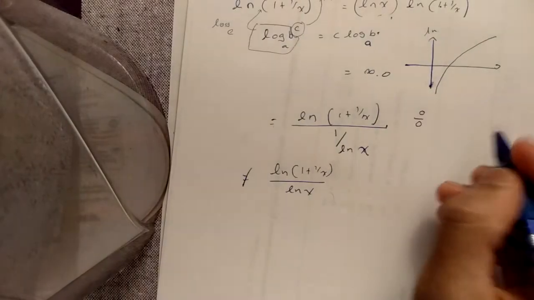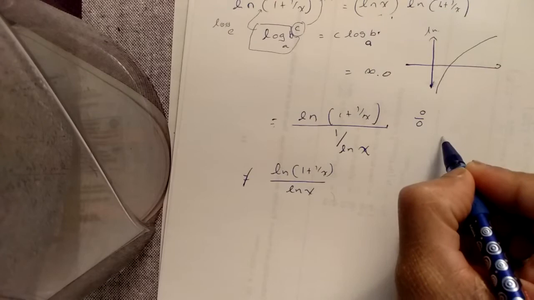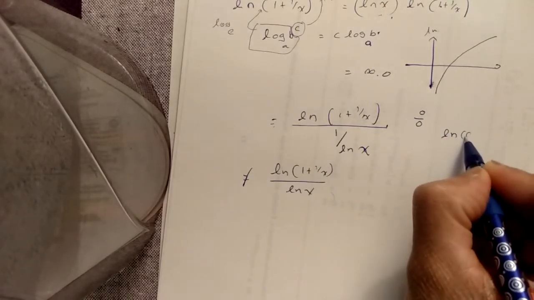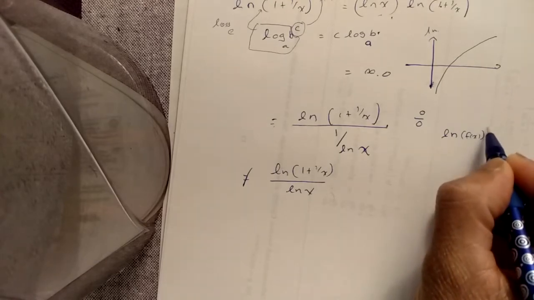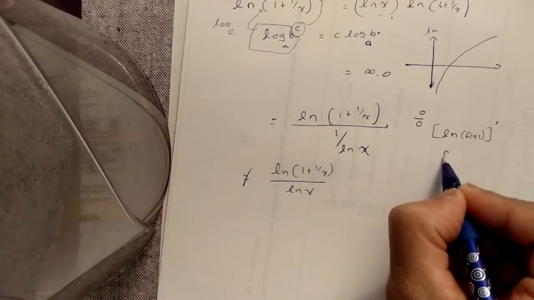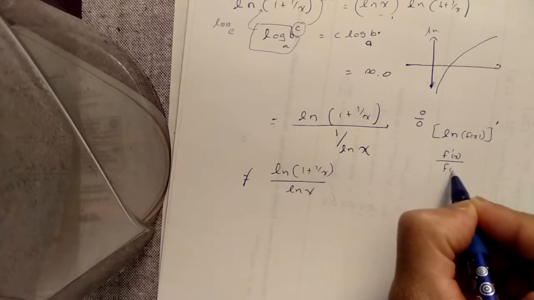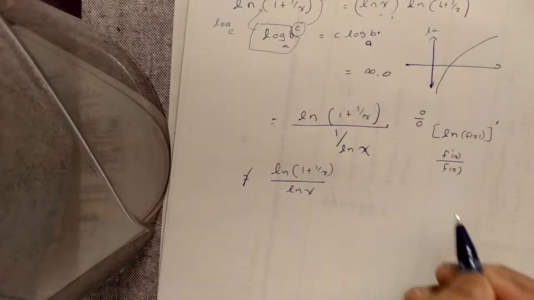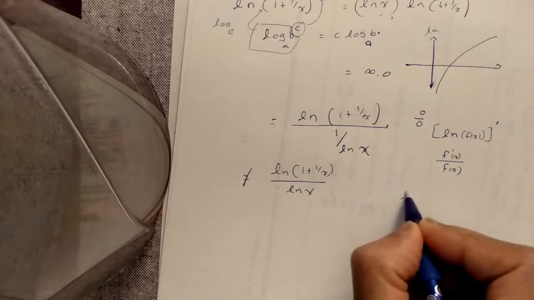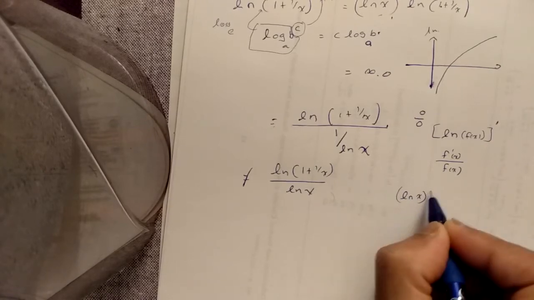And when you differentiate the numerator and the denominator, how are we going to differentiate it? For the numerator, we have the logarithm of a certain function, and if you differentiate it, you will get f prime x divided by f(x). And in the denominator, you can write the denominator as this.